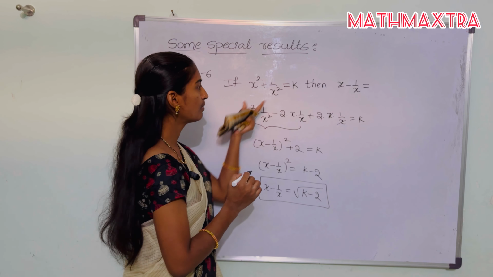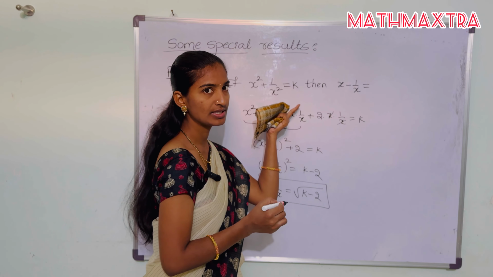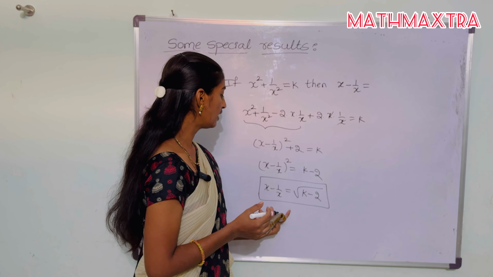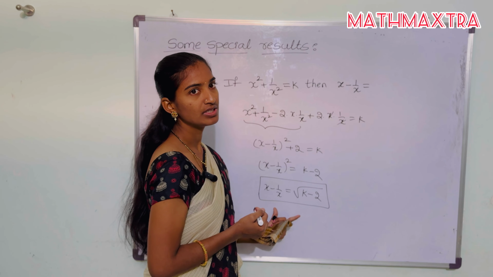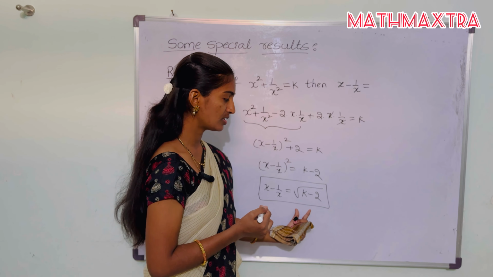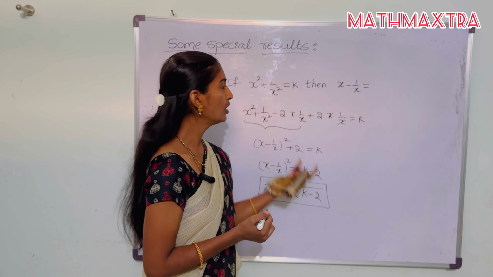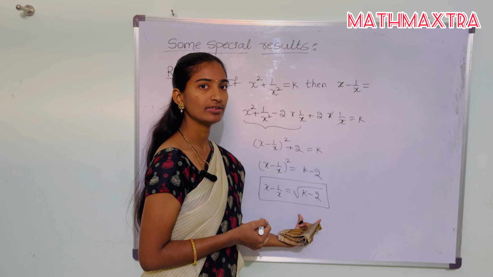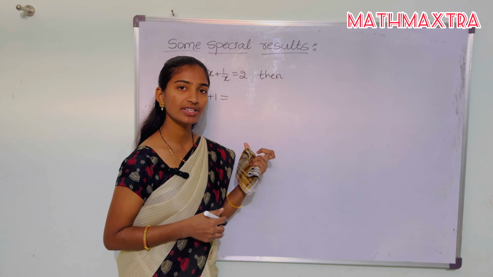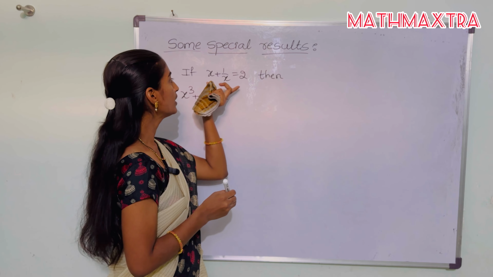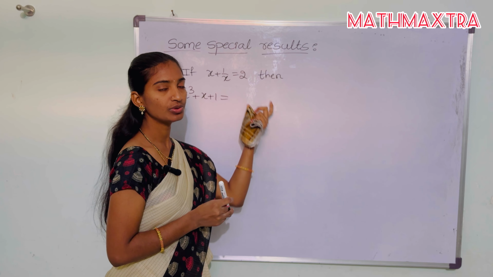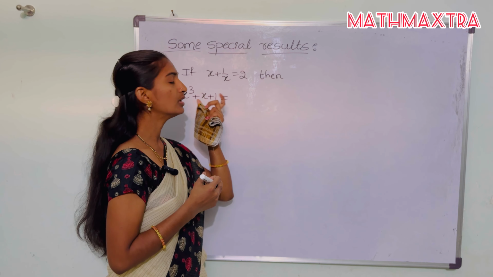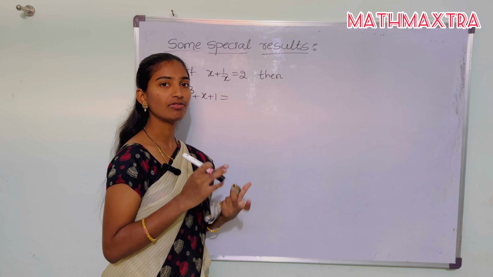If x square plus 1 by x square is equal to k is given, if you want to find out x minus 1 by x, there you can use this result, which is x minus 1 by x is equal to under root of k minus 2. If you know the value of k, you can simply substitute in this, get the answer. So in the previous result, we have seen that if x plus 1 by x is equal to 2, then we have found out what x square plus 1 by x square value is.